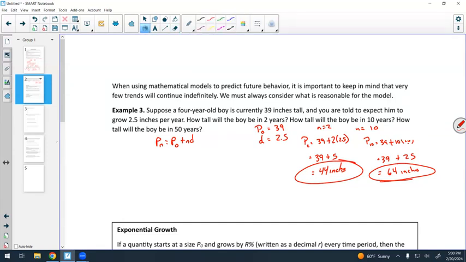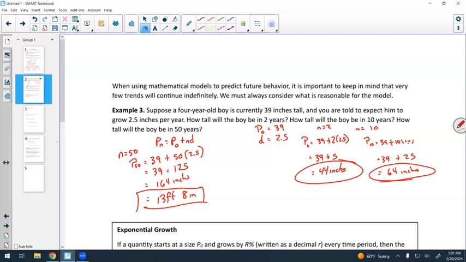Now I've run out of room here, so let's look at n equals 50. How tall is the 50-year-old going to be? So I have p sub 50 equals 39 plus 50 times 2.5, which is 39 plus 125, which is 164 inches. Which is what? 13 feet 8 inches. Somehow that doesn't seem to make sense.